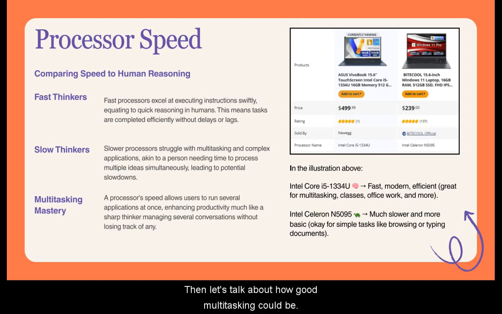Then, let's talk about how good multitasking could be. A processor's speed lets us open many applications at once, enhancing productivity, much like a sharp teacher helping multiple students without losing track of any of the questions asked.